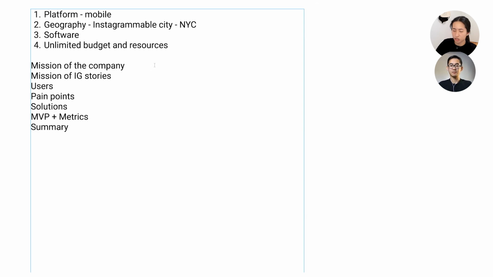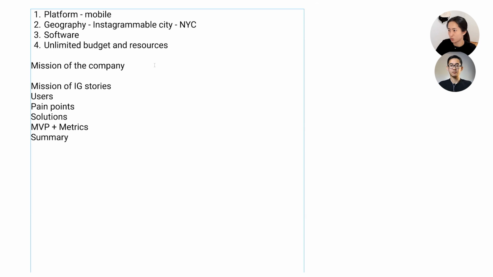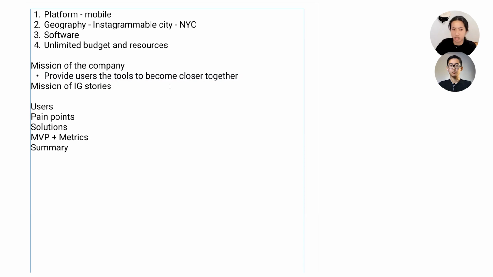Awesome. So the mission of Meta is we provide users the tools to be able to become closer together. And then on the other hand, the mission of Instagram Stories, or as a team, is we are providing this tool, which is Instagram Stories, as a way for users to uniquely express themselves and become closer together. I'm just going to take a moment to think about our users, just really focus on who we are trying to solve this problem for. Sounds good. Yeah.